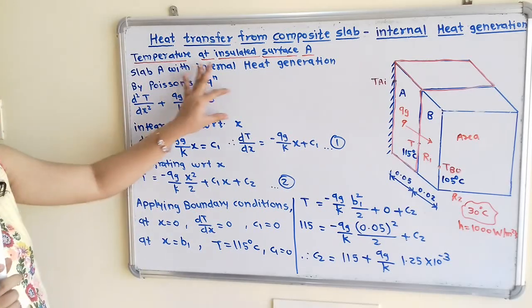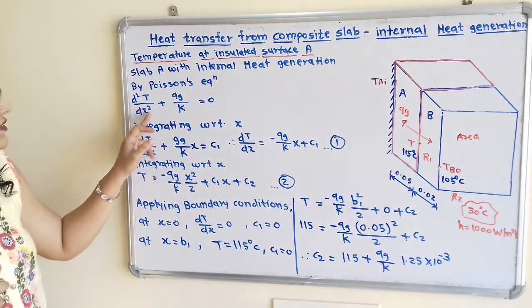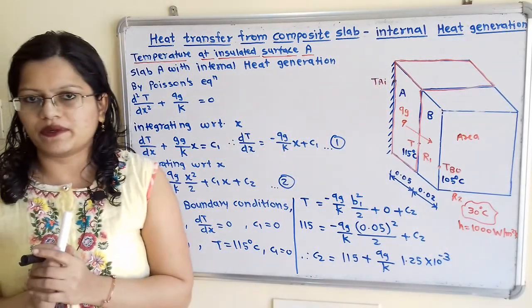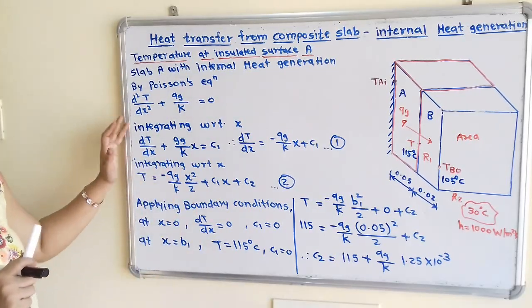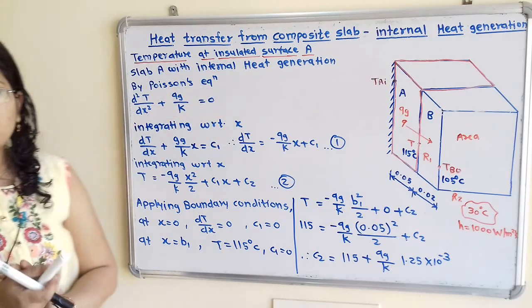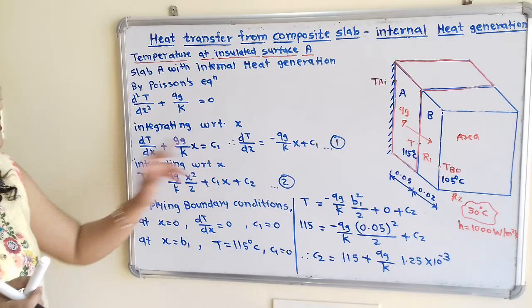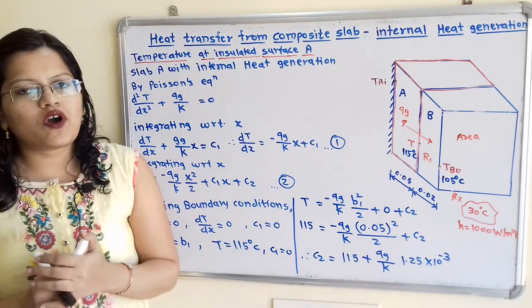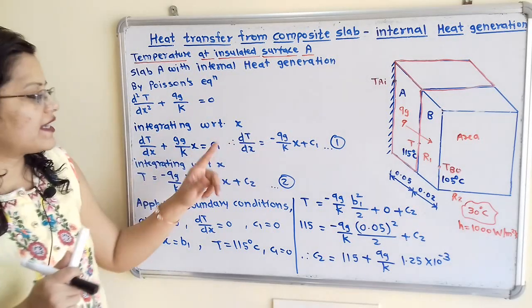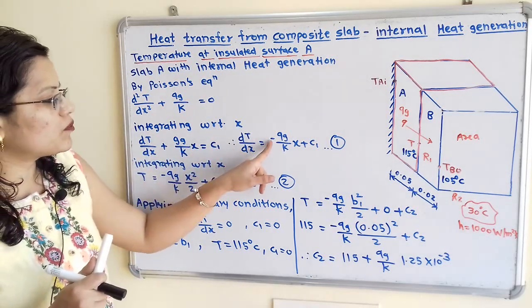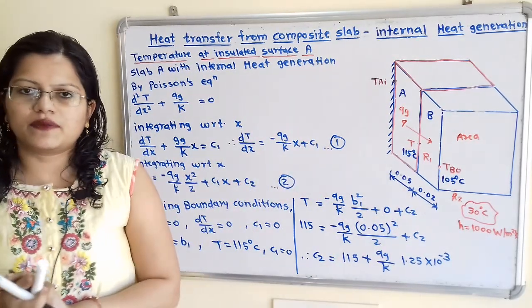If we observe this equation, here temperature is variable as well as distance x is also variable. So we will simplify this. We will integrate this equation on both sides with respect to x. So it will become dT by dx plus Qg by K x is equal to C1, where C1 is the constant of integration. Now I will transfer this Qg by K x to the right hand side. So dT by dx is equal to minus Qg by K x plus C1. I will call this equation number 1.